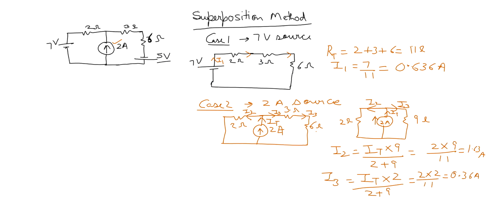Now I will consider the third case. So case 3 here. In case 3, we are considering the 5-volt source, and redraw the circuit. This is the short, and the 2 ampere current source will be considered open, and then you redraw the circuit.